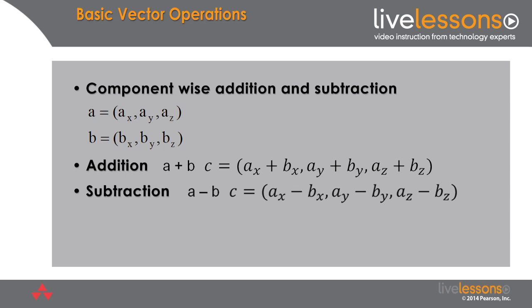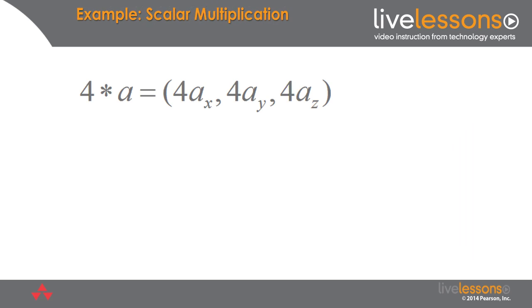Multiplication and division are likewise performed component-wise. Similarly, when performing one of these arithmetic operations between a scalar and a vector, the operation is performed component-wise. The following is an example of scalar multiplication, where we have the scalar 4 times the vector a to produce 4 times a sub x, 4 times a sub y, 4 times a sub z.